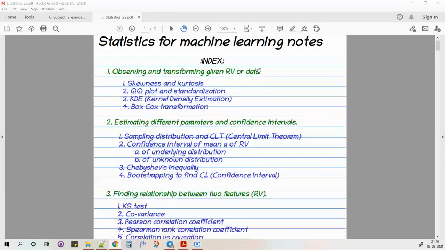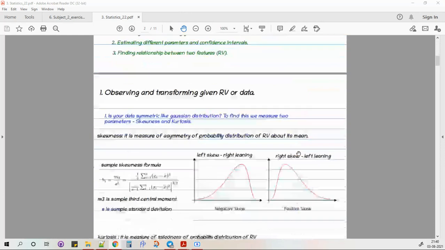Right. So let's start with the first chapter. That's nothing but observing and transforming the given random variable. So the first and foremost is skewness and kurtosis. Why is it useful and what does it measure? So skewness is the measure of asymmetry of the probability distribution of a random variable about its mean. That means given a mean value, or you can say average value, how the values are deviating, right? If it is deviating more on the left side, more on the right side, like that.